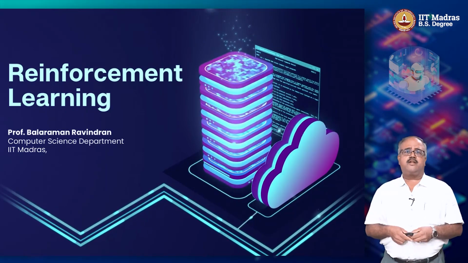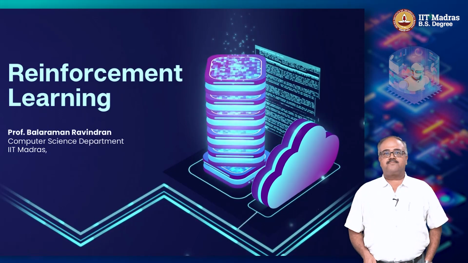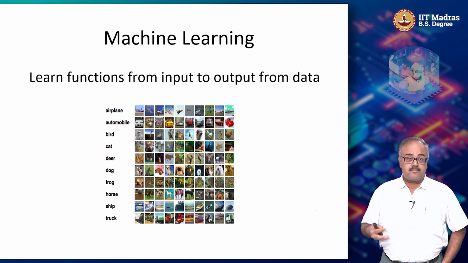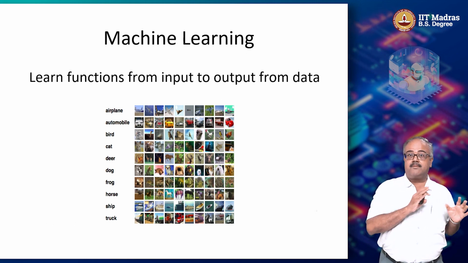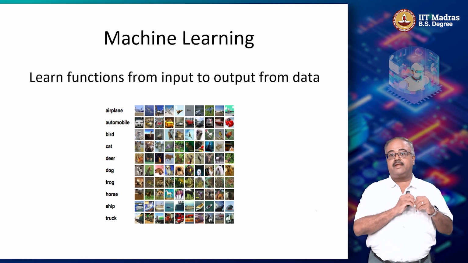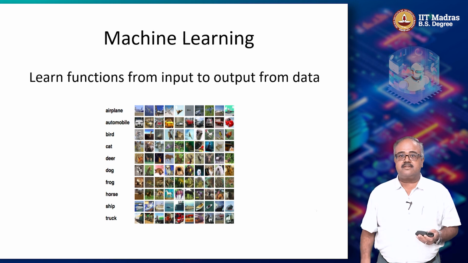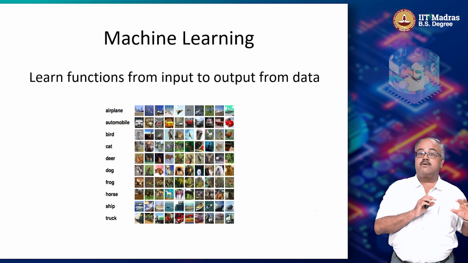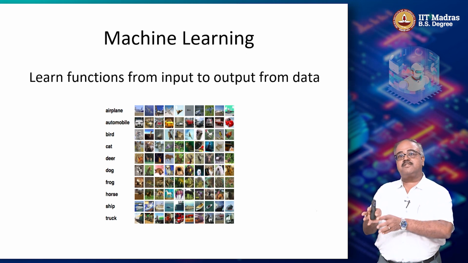So this is not your first machine learning class, right? You have been looking at machine learning in the past, and typically when we talk about machine learning, it's all about learning functions from some input feature. It could be a numeric vector, or it could be images, as you see in this slide, or it could be text, whatever the input is. So you are learning a function from the input to a specific output.